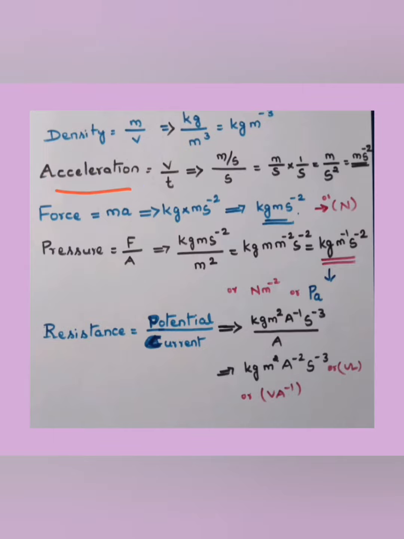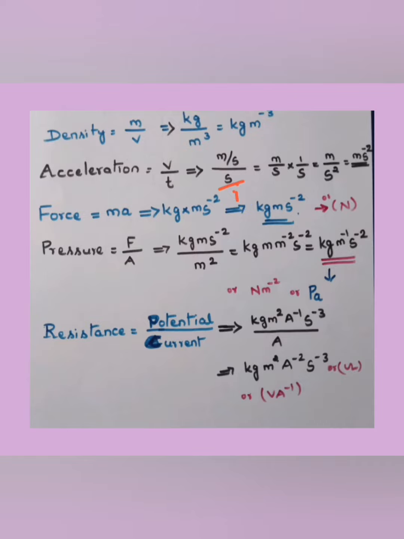So acceleration is nothing but velocity by time taken. Velocity can be written as meter per second, and when you take the second to the numerator, you write s by 1, which becomes 1 by s. That's how any denominator with a single term, a single unit, changes to 1 by s when it goes to the numerator.